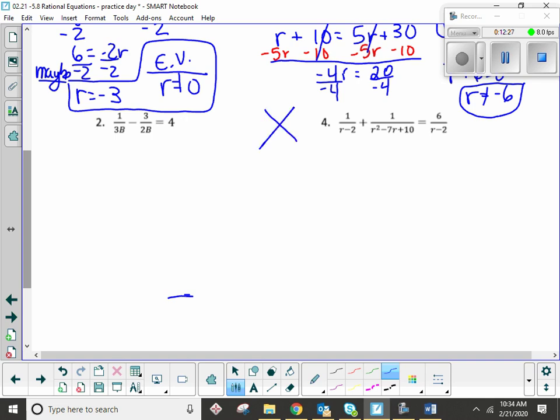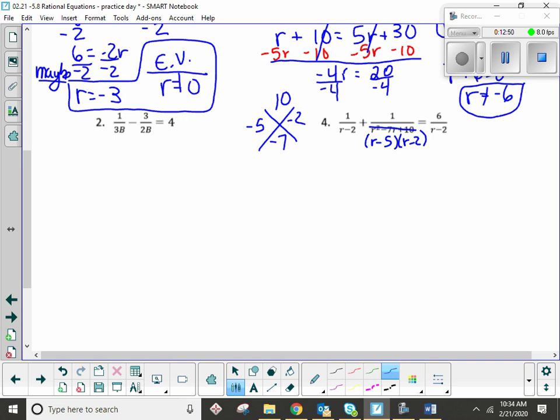So we need to know what multiplies to 1 times 10 and adds to negative 7. What say you? Negative 5, negative 2. So I'm just going to cross this out and put that. R minus 5, R minus 2.